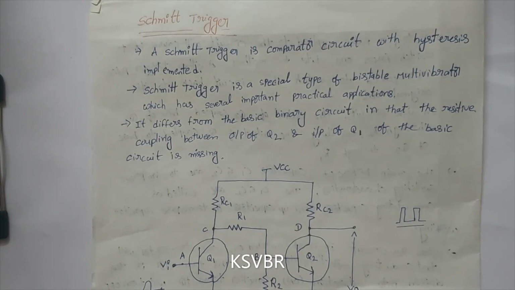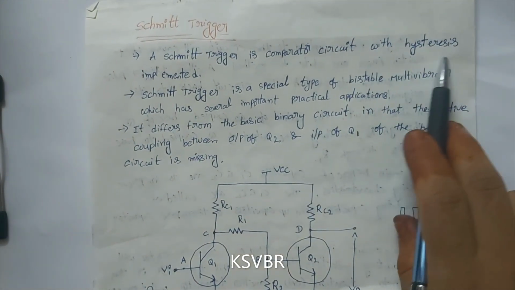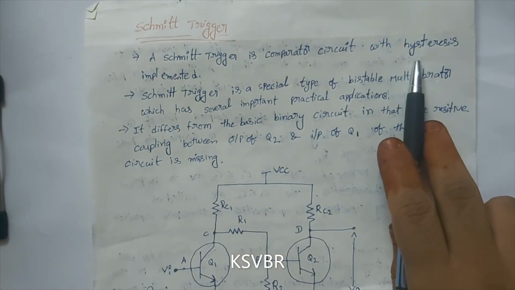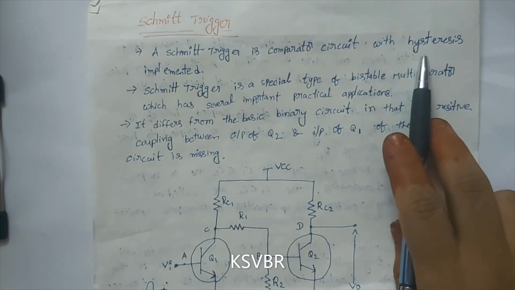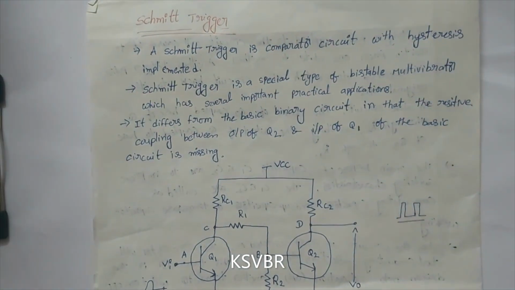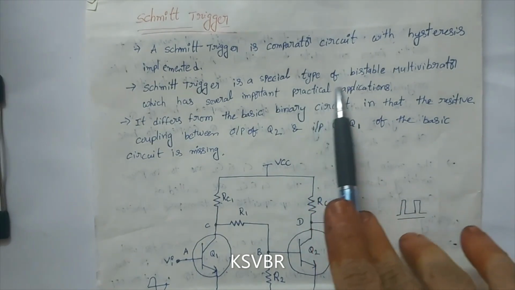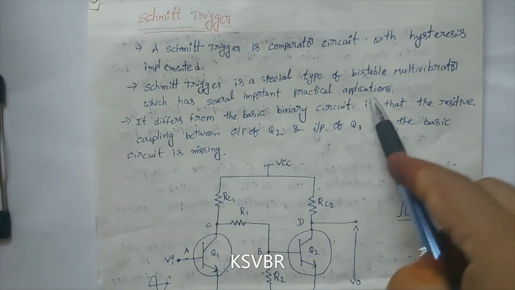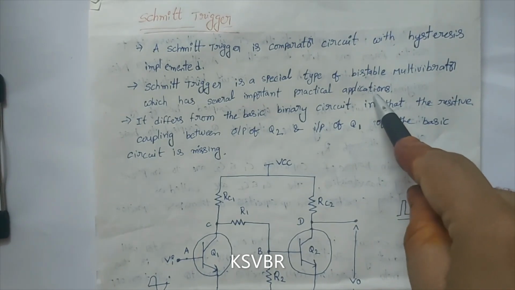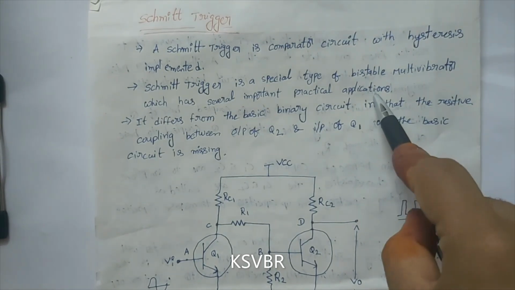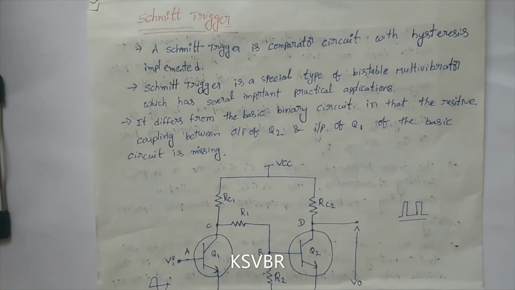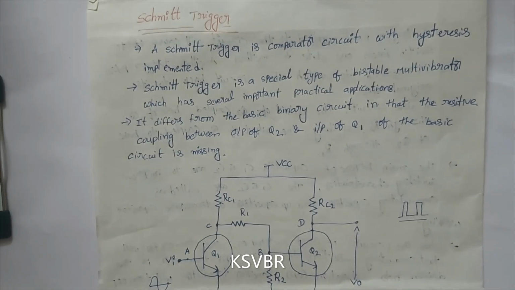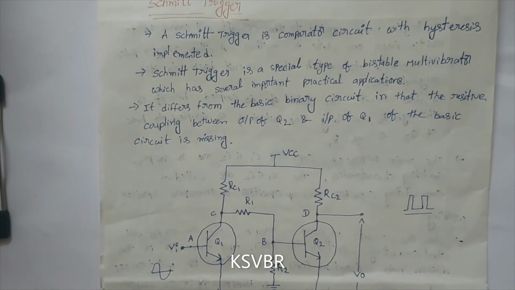Because of that we will be able to implement hysteresis. I'll tell you what is hysteresis also at the end of this session. And Schmitt trigger is a special type of bistable multivibrator which has several important practical applications. The major application of Schmitt trigger is that it is an any wave to square wave converter. So the output of this Schmitt trigger is square wave only.